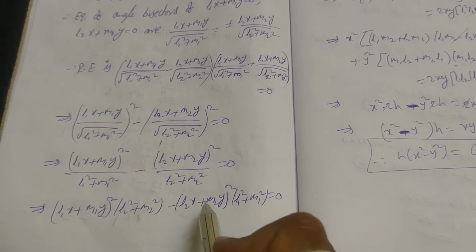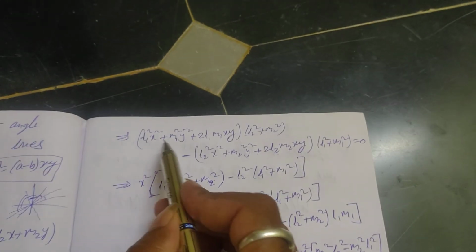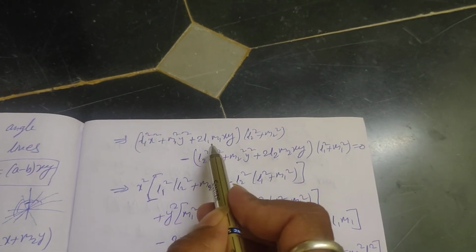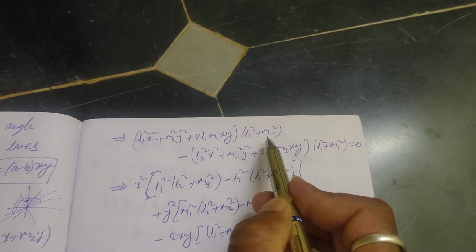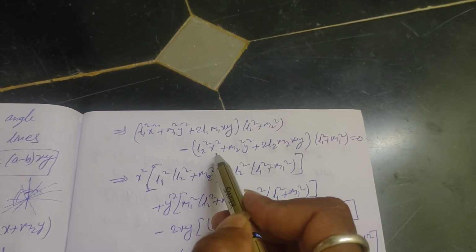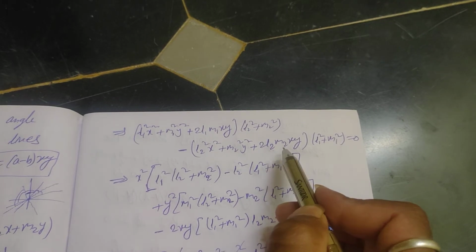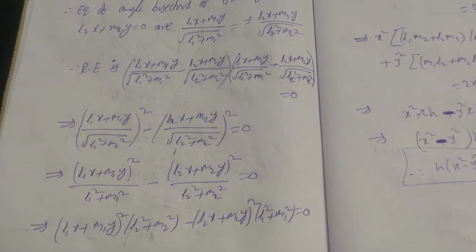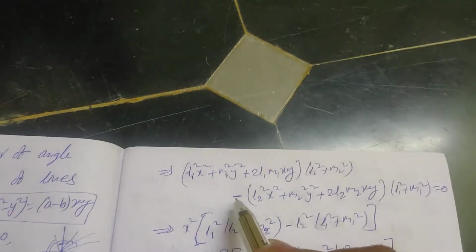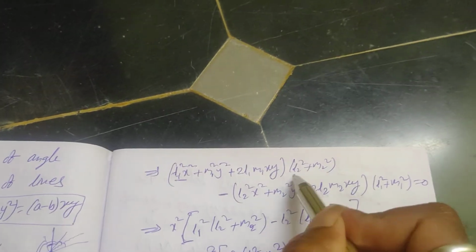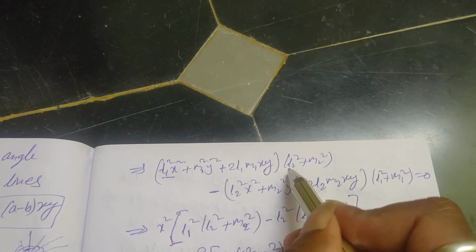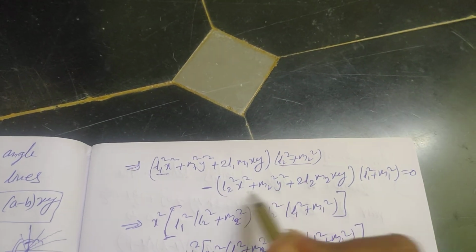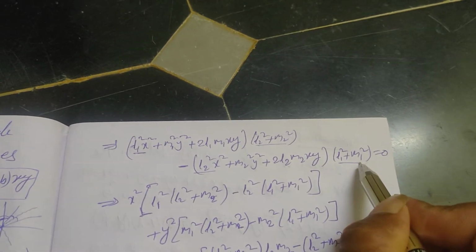So just simplify this. Here also the A plus B whole square formula applies. So L1 square x square plus M1 square y square plus 2 L1 M1 xy, into L2 square plus M2 square, and L2 square x square plus M2 square y square plus 2 L2 M2 xy, into L1 square plus M1 square. Just apply the A plus B whole square for these two. Now here you can understand this one with this multiplication gives the x square term. Similarly, this one with this multiplication gives the x square term.